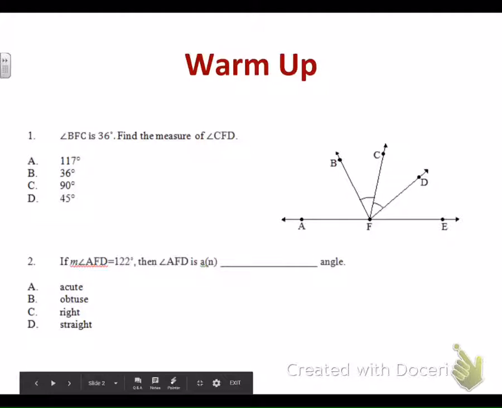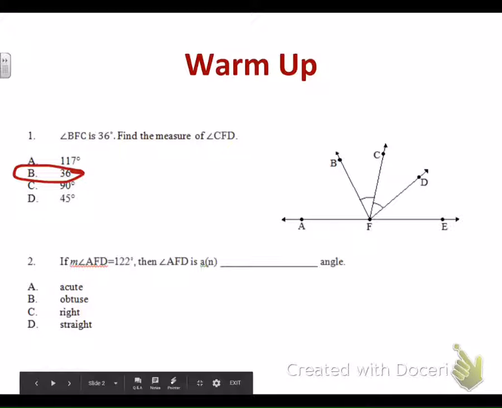Alright guys, let's start with the first warm-up. Angle BFC is equal to 36 degrees, and we're looking for the measure of angle CFD. Now, we see that both of these are congruent, so they have to be equal to each other. So it'd be 36 degrees.